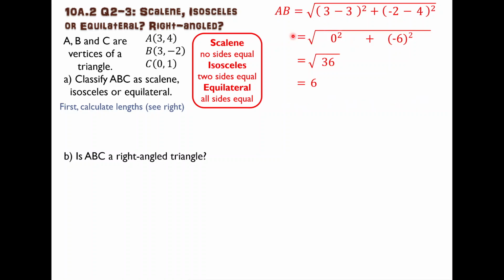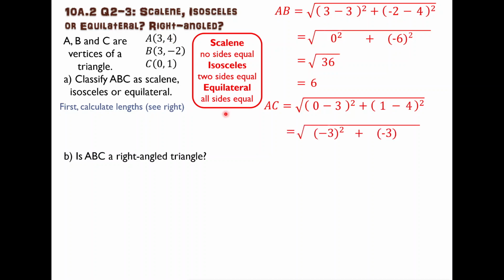We can do the same, not just for the side connecting point A to point B, but the side connecting point A to point C. So we can do the same thing. 0, take 3, 1, take 4, and so on. And we can get an approximate value, rounding to 2 decimal places, so we can get an idea about which might be the longest side.